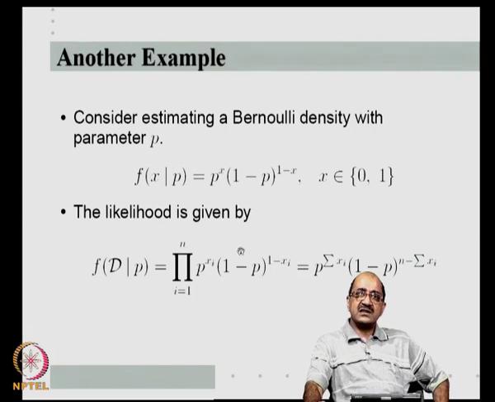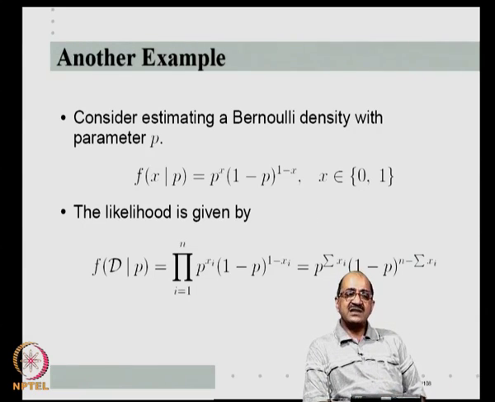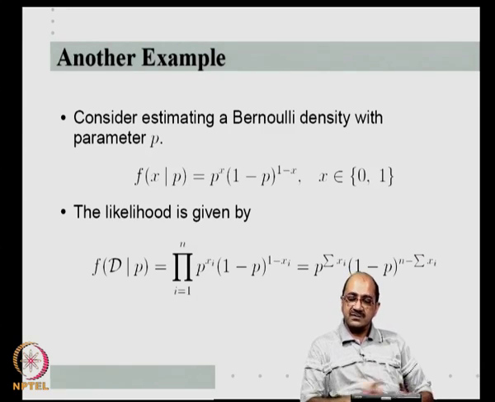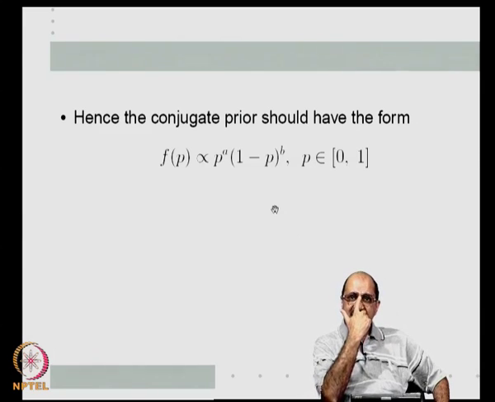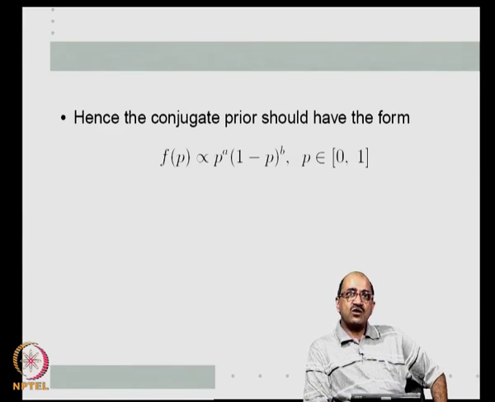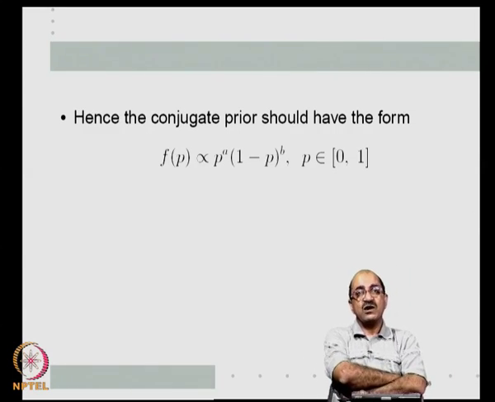Now, I have to multiply this likelihood with some prior, and the product should once again be of the same form as the prior. So, if I choose the prior also to be p to the power something into 1 minus p to the power something, then the product will once again be p to the power something into 1 minus p to the power something. So, the prior that we need should be some density which is proportional to p to the power a into 1 minus p to the power b, and this should be a density because p is a continuous value. It can take any value between 0 and 1.